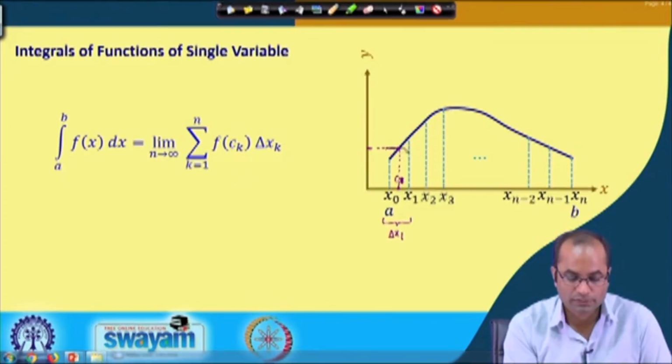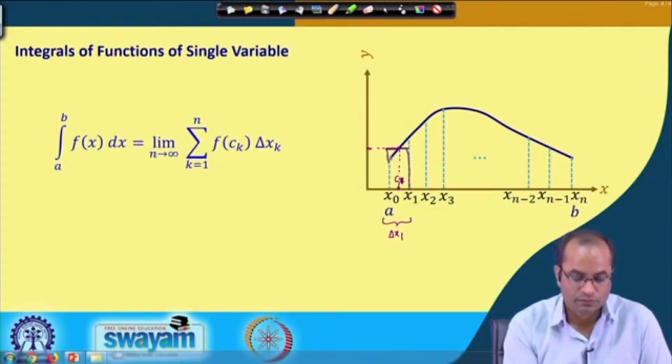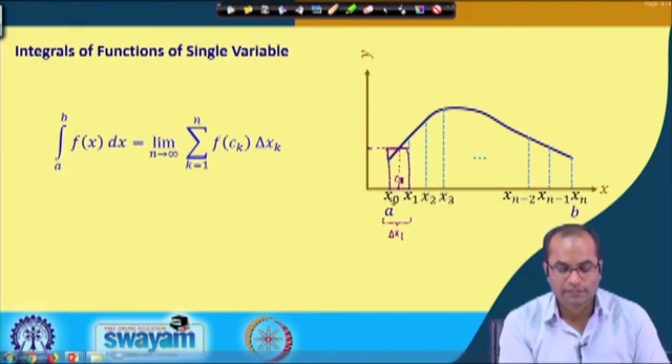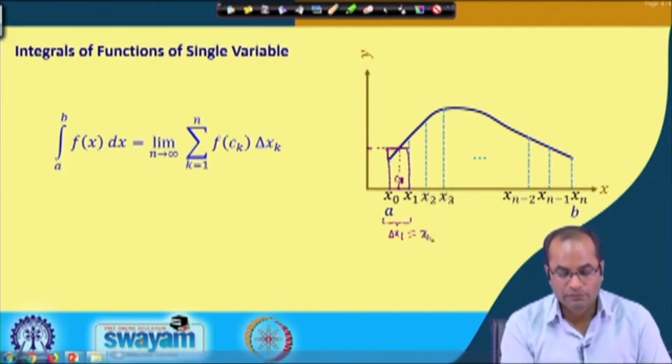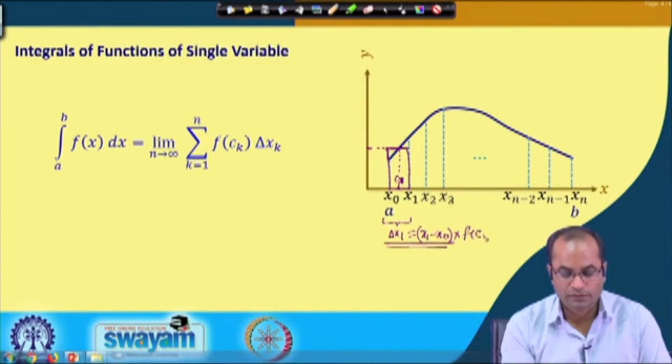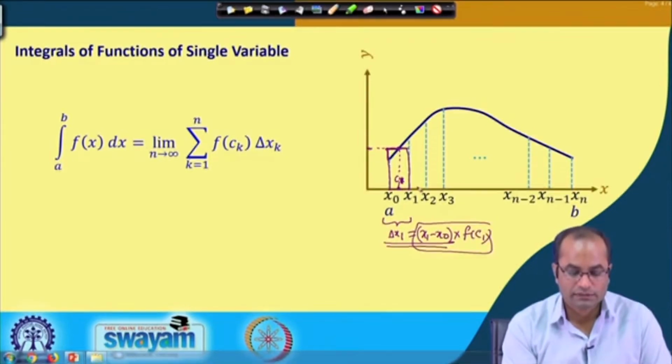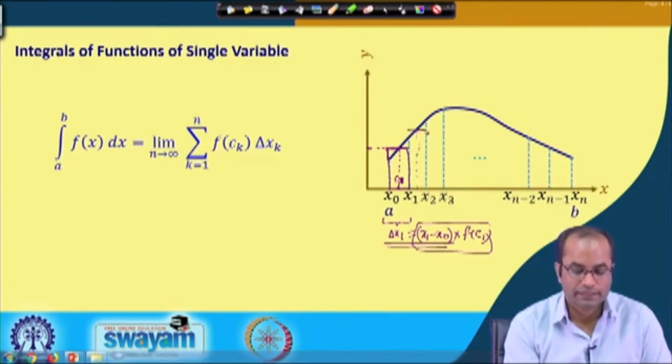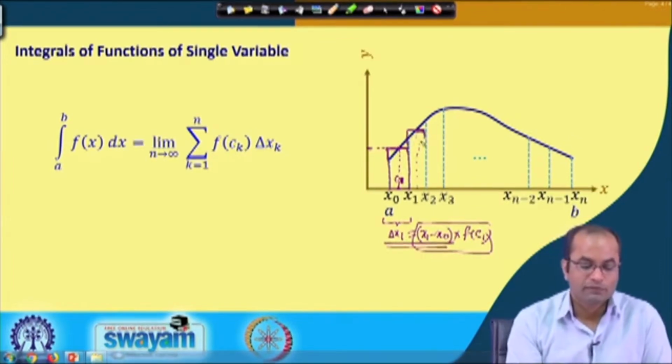So, what is this product? This product will give the area of this rectangle here. So, this width x 1 minus x 0, which is delta x 1, multiplied by the height, which is f c 1. And then we are summing all these cases, all these rectangles. So, we will finally get the area of these rectangles in the finite sum.